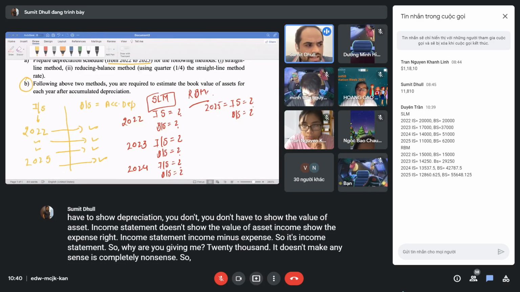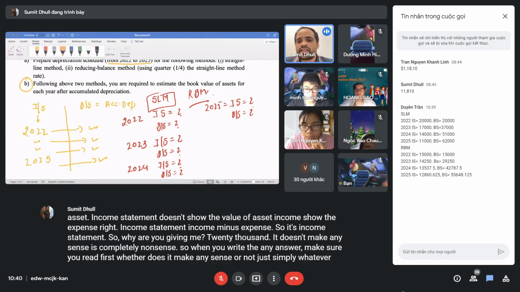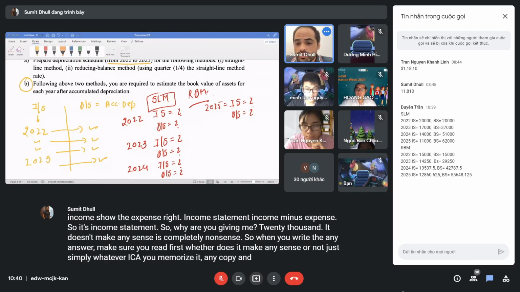So when you write any answer, make sure you read first whether it makes any sense or not, and don't simply memorize whatever I say and copy and paste it. Do you understand that?